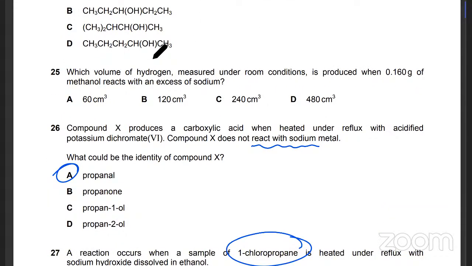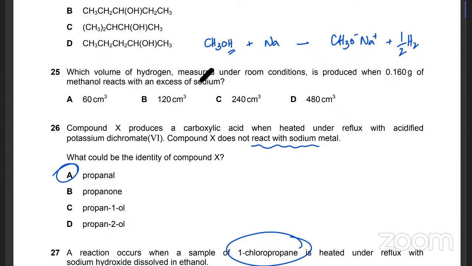Now this one, which volume of hydrogen measured in room conditions is produced when 0.16 grams of methanol reacts with sodium? Methanol has 1 OH, 1 carbon. It reacts with sodium. So the salt is going to be produced in the same way, the H would be lost. It's going to become CH3O- Na+, plus H2 gas is going to be produced. And if I want to balance it, there's going to be half H2 gas.